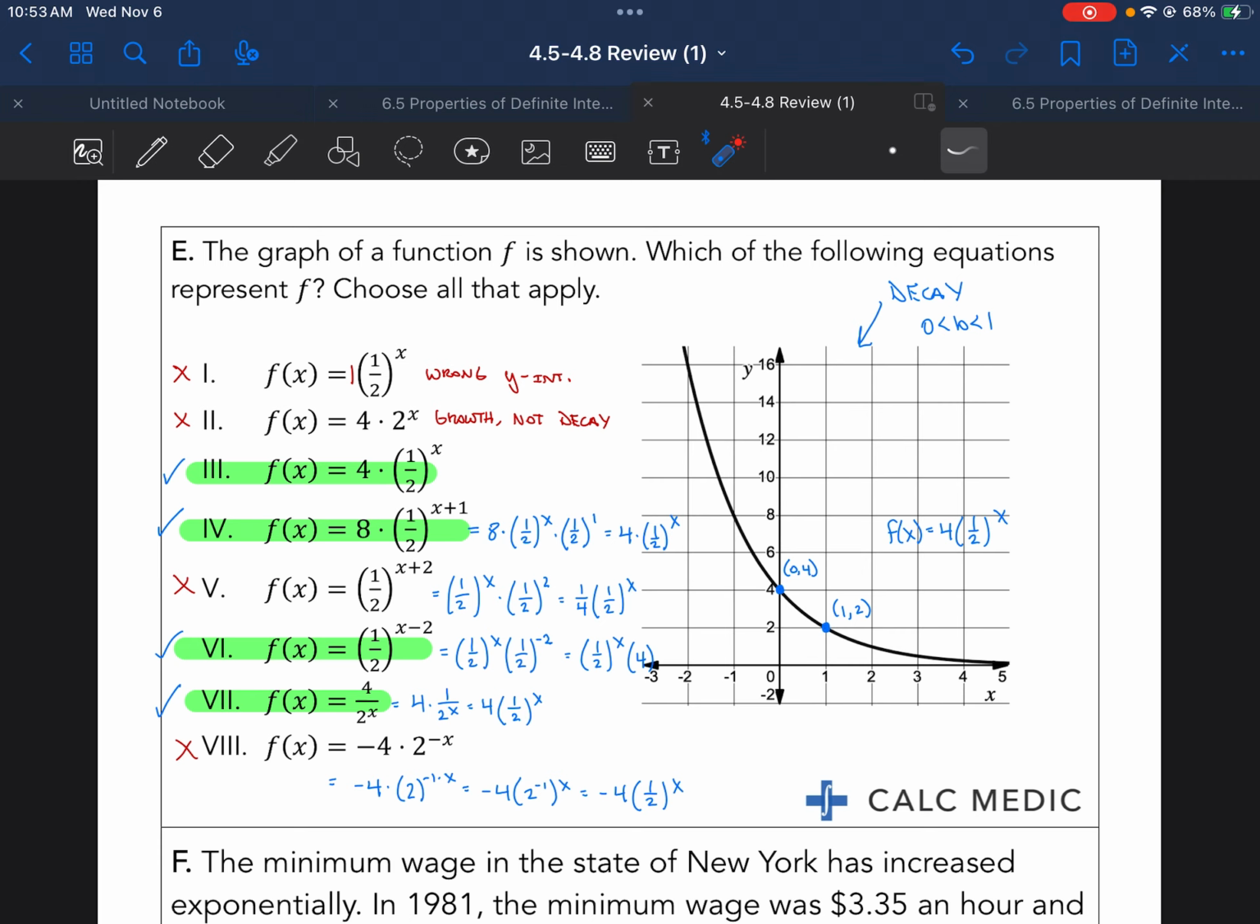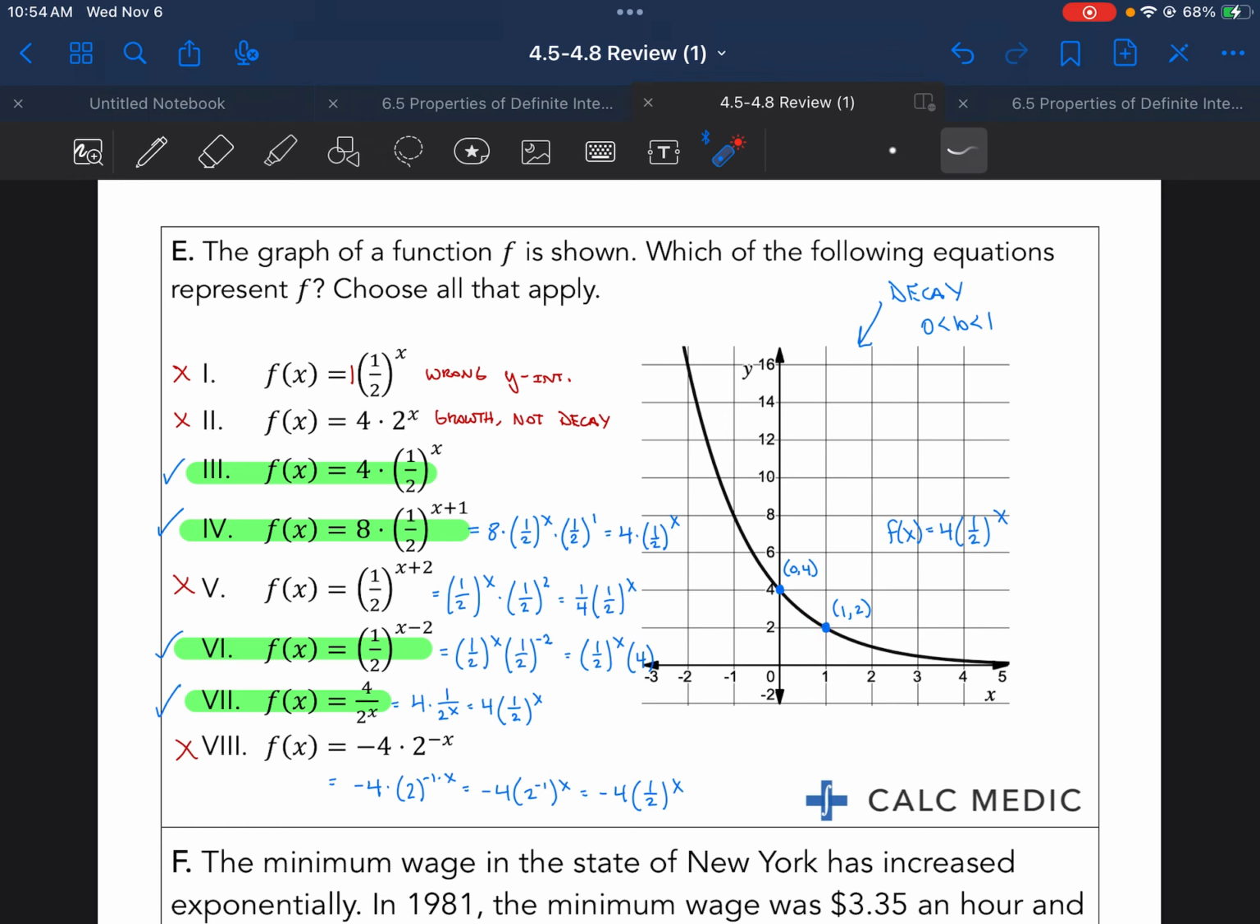So what I did first, I decided, let me get the simplest function that models this graph. I noticed it's decay, obviously it's decreasing. Okay, so it's definitely decay. That means our base is going to have to be between 0 and 1. And we have a y-intercept at 0, 4. And we have another easy identifiable point at 1, 2.